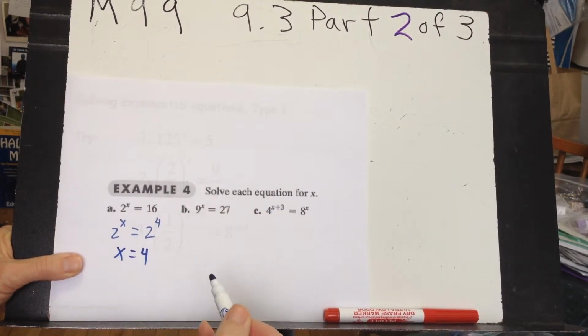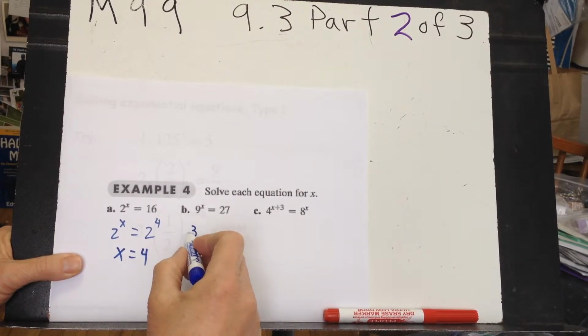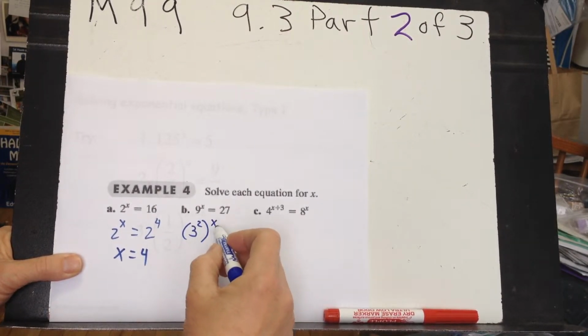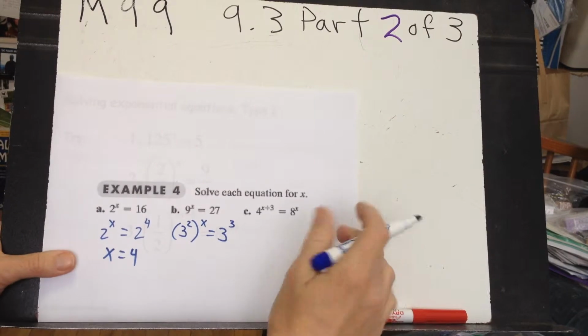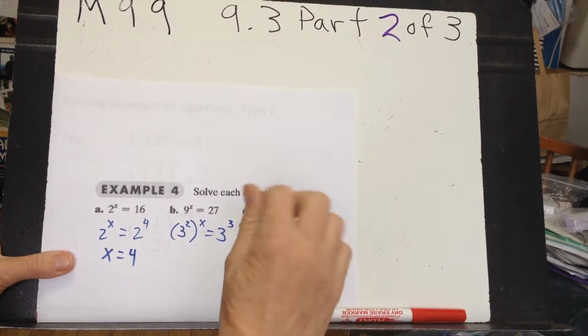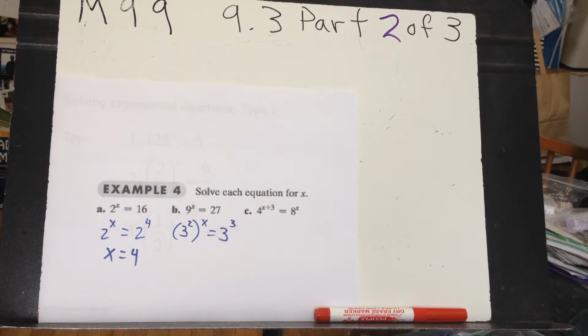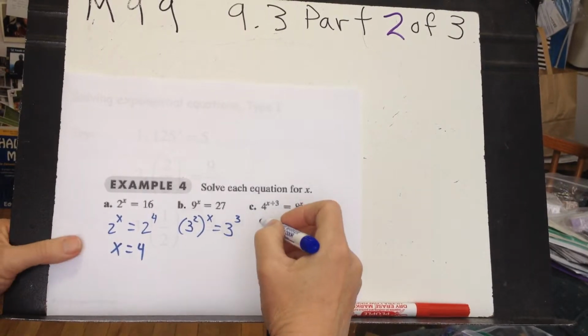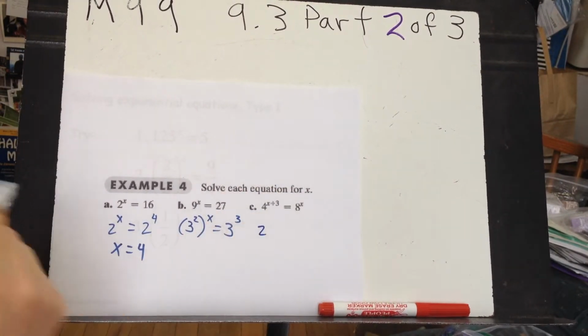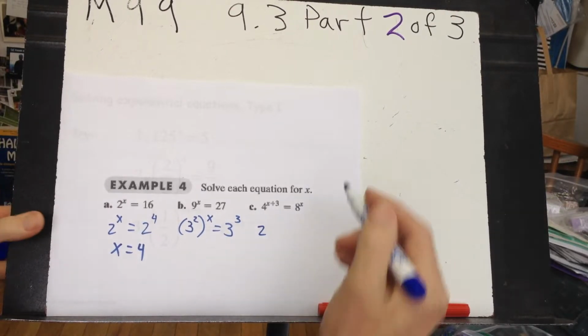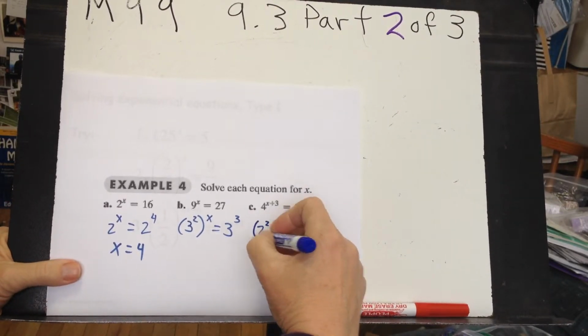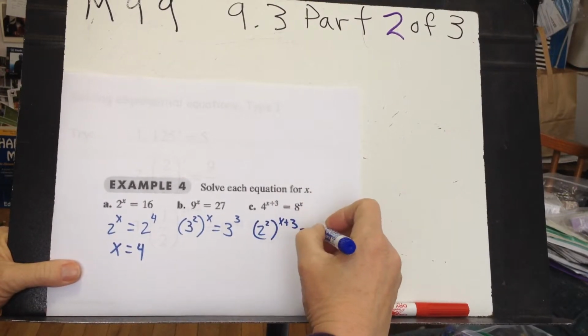In this one, we did one with 9 and 27 earlier, so 3 squared equals 9, raised to the x equals 3 to the 3rd. That's the problem that I worked on the other page. 4 to the x plus 3, again, 4 is going to be a power of 2. So write 4 as the square of 2. Is that the one I worked on the previous page as well? Not quite. Okay, so 2 squared to the x plus 3 equals 2 to the 3rd.